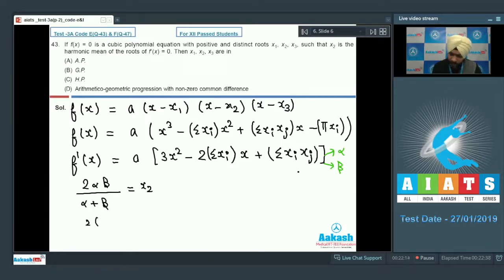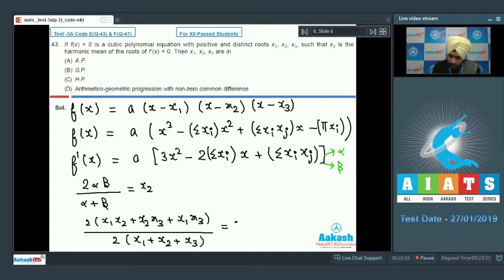So c is sigma xi xj, that is x1 x2 plus x2 x3 plus x1 x3, directly cancelling the leading coefficient as well as this a, that is a constant, whole divided by alpha plus beta, that means 2 times x1 plus x2 plus x3.